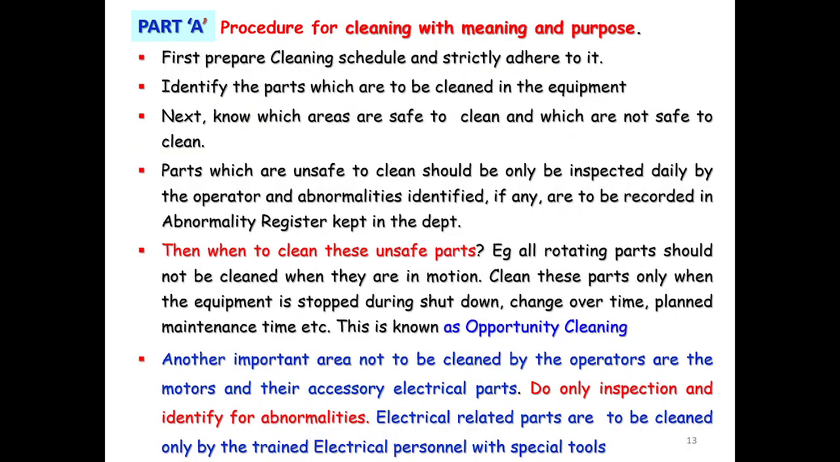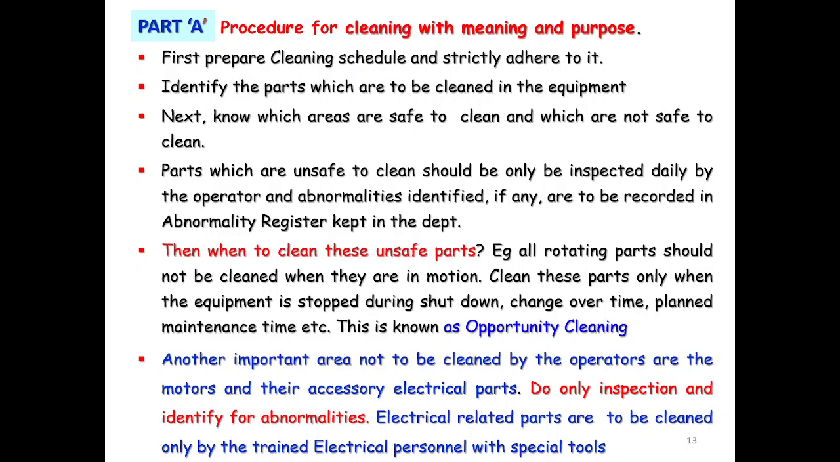Procedure for cleaning with meaning and purpose. First, prepare a cleaning schedule and strictly adhere to it, whether to do daily, alternate days, weekly, etc., and also fix a time for cleaning. The area manager or HOD should fix the cleaning schedule for you. Next, identify which parts in the machine are safe to clean and which are not safe to clean. This is very important from the safety point of view.